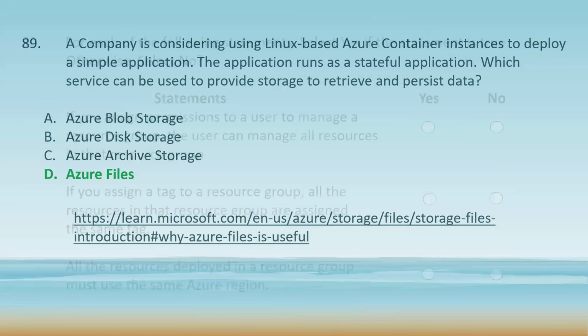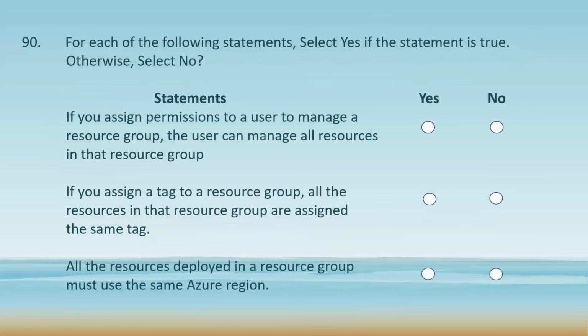Question number 90. For each of the following statements, select yes if the statement is true, otherwise select no. The first statement is, if you assign permissions to a user to manage a resource group, the user can manage all resources in that resource group. Yes, that's correct. If you apply any permission at the resource group level, then the permission gets inherited by the resources contained in that resource group.